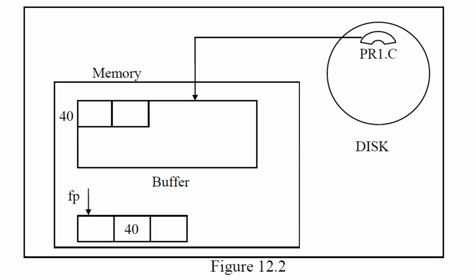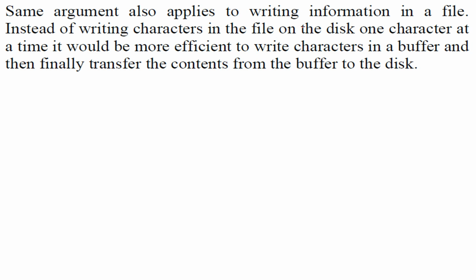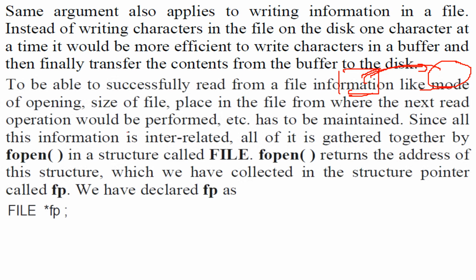Means this is your disk. Say you have a program called pr1.c. You can take a buffer in the memory, and what fp is doing is, fp is actually pointing to the first character of this file. And when we want to write the information, the whole file cannot be transferred totally to disk, because the RAM or memory to disk communication takes time, as they have different speeds. So better is to take the content of the buffer and place it there.